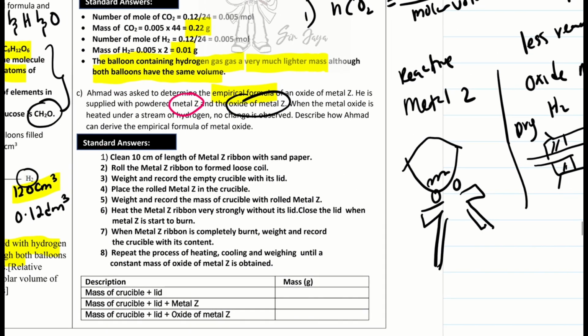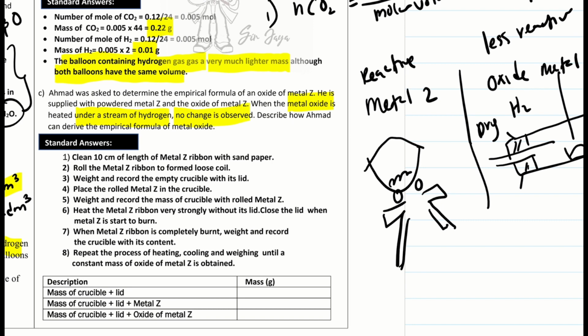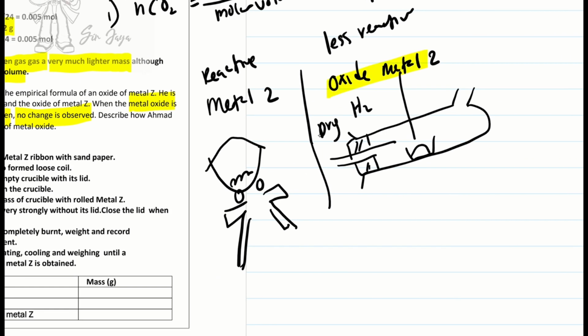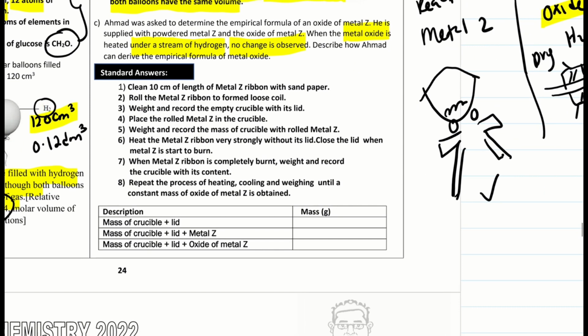Alright, we check the observation given here. When the metal oxide is heated under a stream of hydrogen gas, there is no observation. That means this method, heating the metal oxide with dry hydrogen, is not suitable. So therefore we take this other method. How to describe? Describe how Ahmad can derive the empirical formula of the metal oxide.